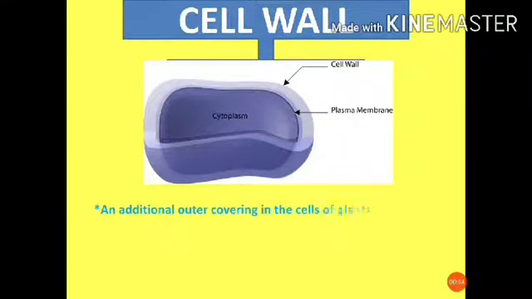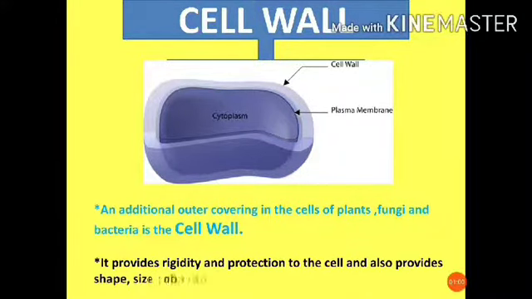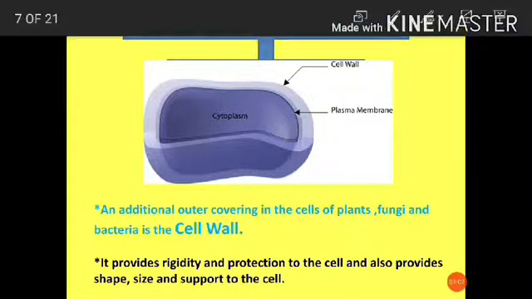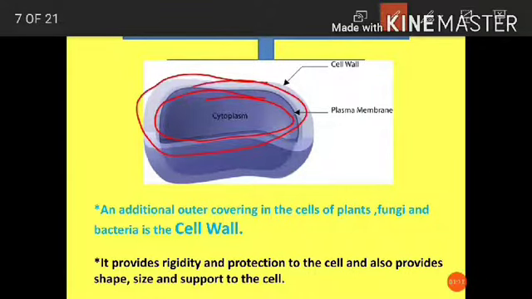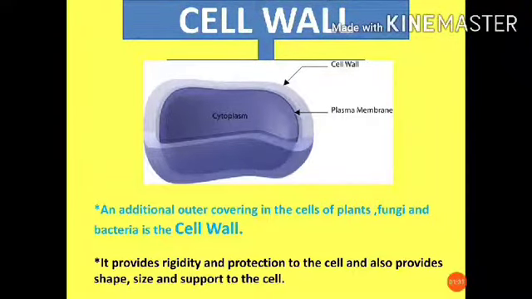Now another additional outer layer of the cell is the cell wall. It is present in plants, fungi and bacteria. You can see here in the diagram, children, that the plasma membrane is the inner layer and outside it is another layer which is called the cell wall. This cell wall provides rigidity and protection to the cell and also provides shape, size and support to the cell. But the cell wall is absent in animal cells.